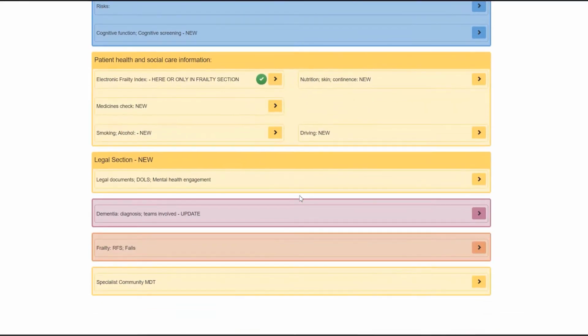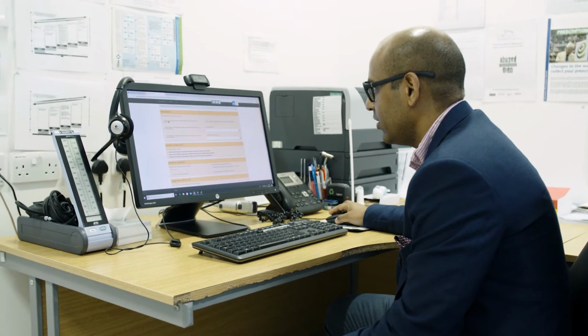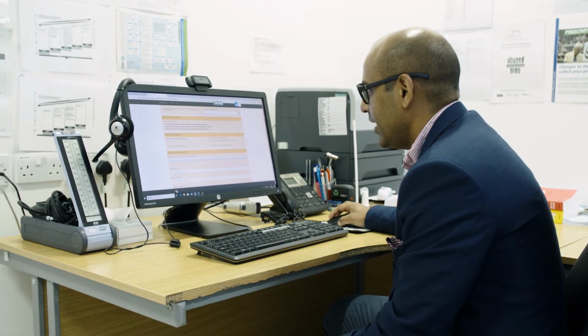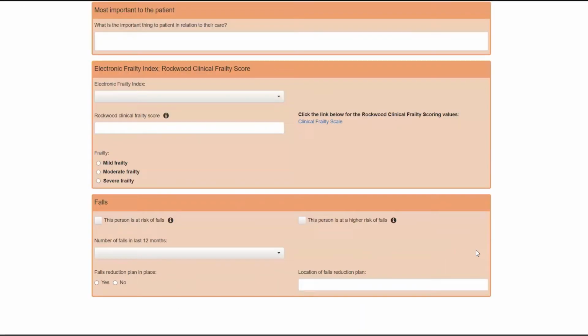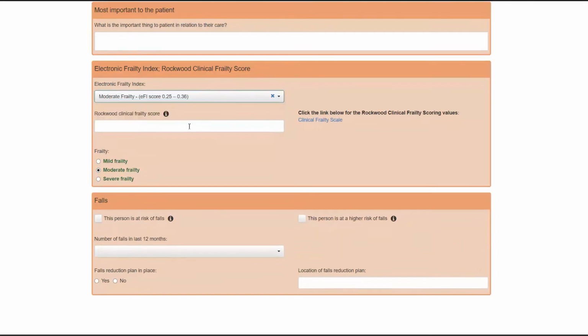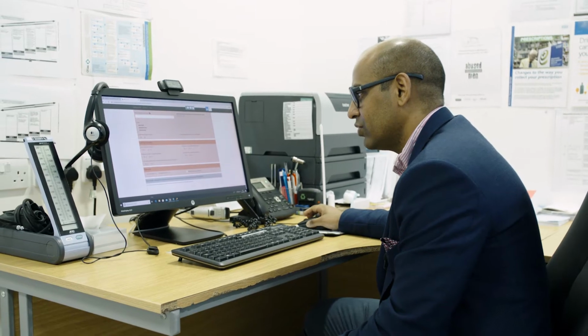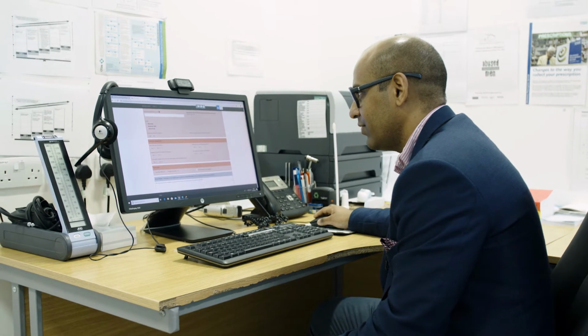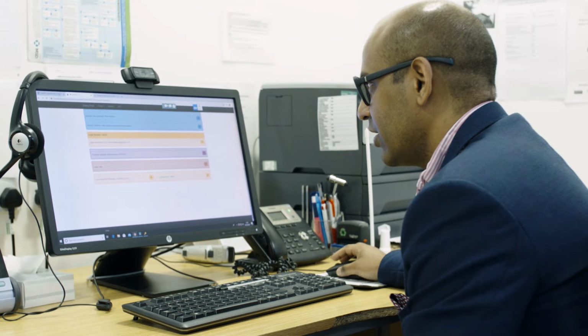Also, we've put in a legal section there around DOLS and mental health and lasting powers of attorney. And then there is the dementia section and the frailty section, which, depending on the diagnosis of the patient, you can click onto. So if I was to click onto the frailty, it will show you their Rockwood score, their EFI, and also a diagnosis of mild, moderate or severe frailty, and then a falls risk assessment would be done for that patient, which is really important to be shared across the community.